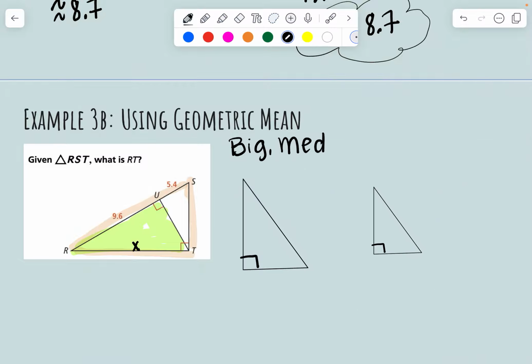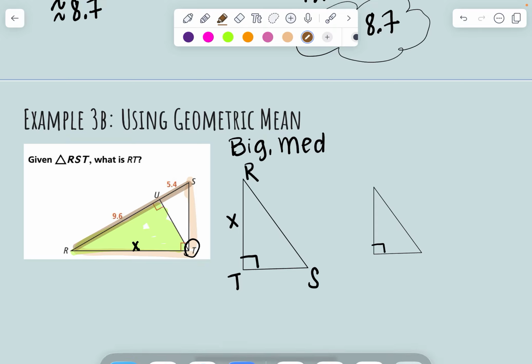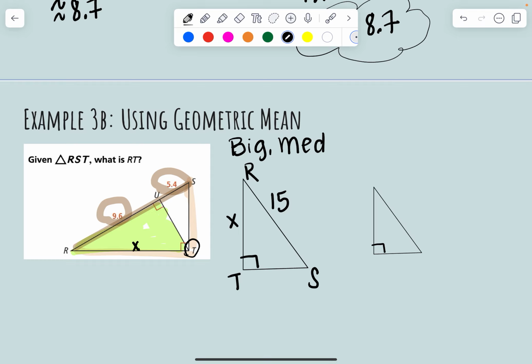For the big triangle, the right angle is at T. The smaller side is from T to S, and the longer side is from S to R. They want us to find RT. And if we look here from S to R, is this side right here. That whole side, we need to add the 9.6 and the 5.4, and that gives us 15. So from S to R is 15.